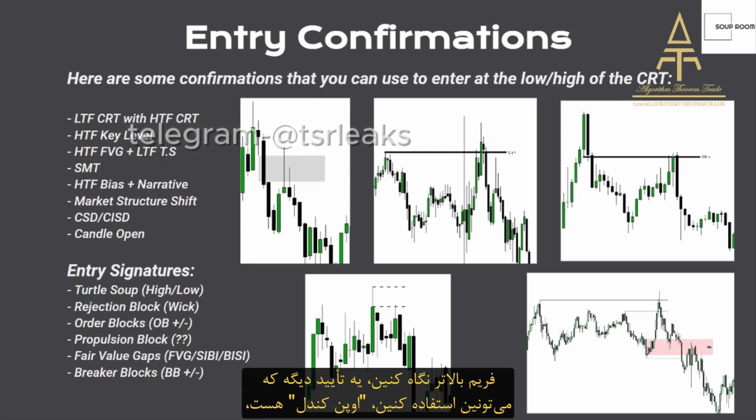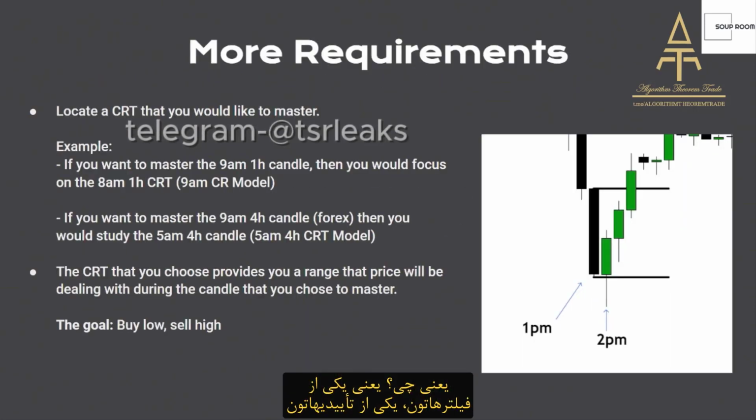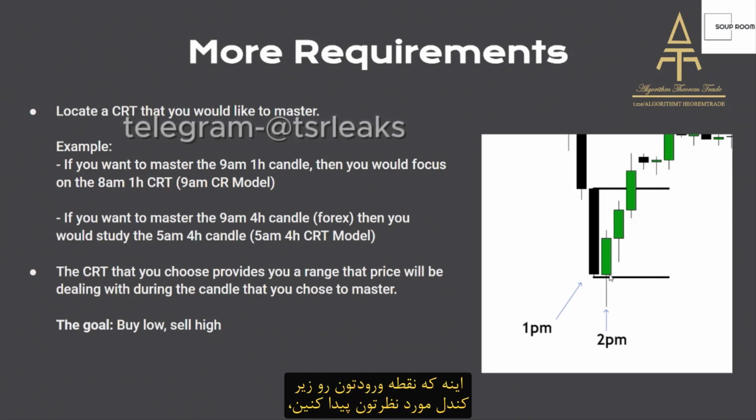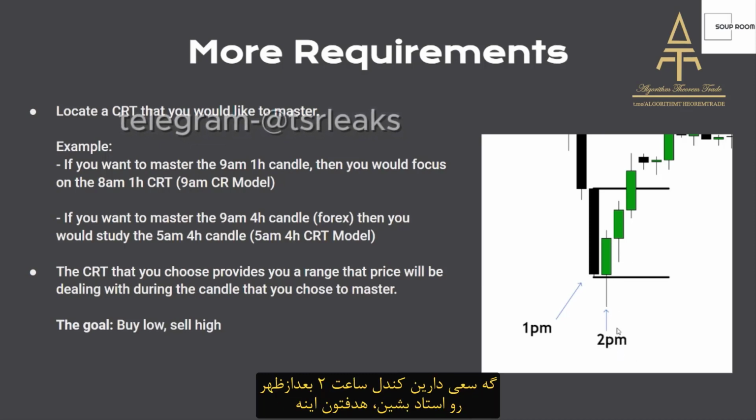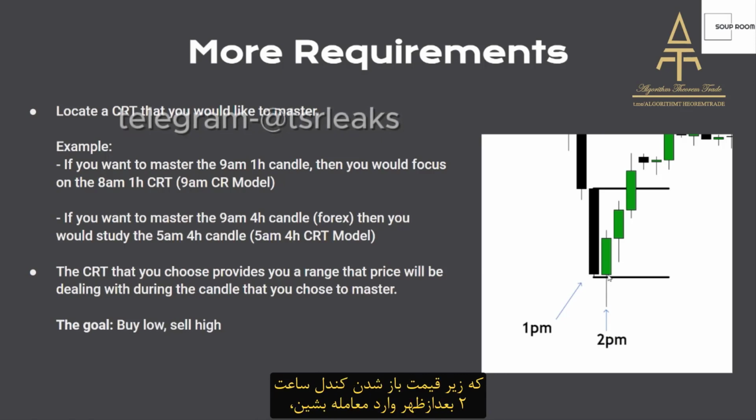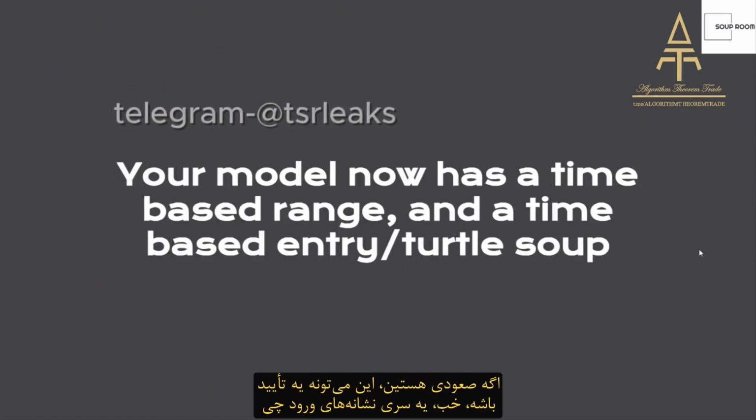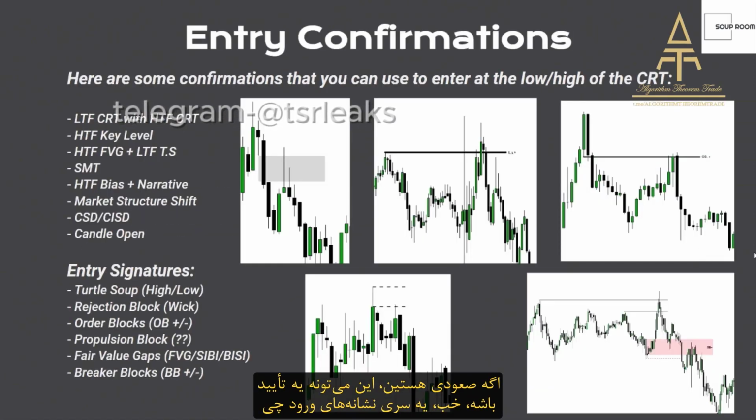Another confirmation that you can use is the candlestick open. What does this mean? This means that one of your filters, one of your confirmations would be to find your entry below the specific candle that you are trying to master. If you are trying to master the 2 p.m. 1 hour candle, your goal is to enter below the open of the 2 p.m. 1 hour candle if you are bullish. That can be a confirmation.